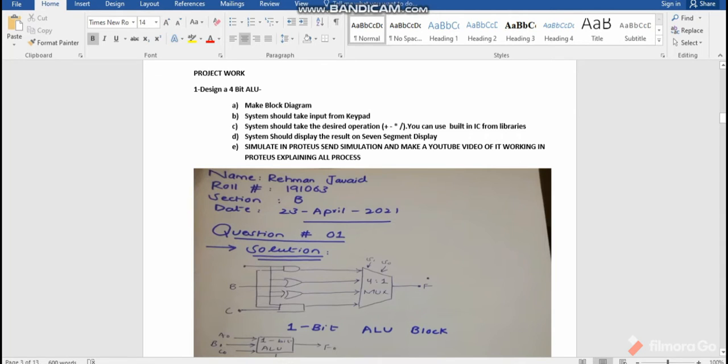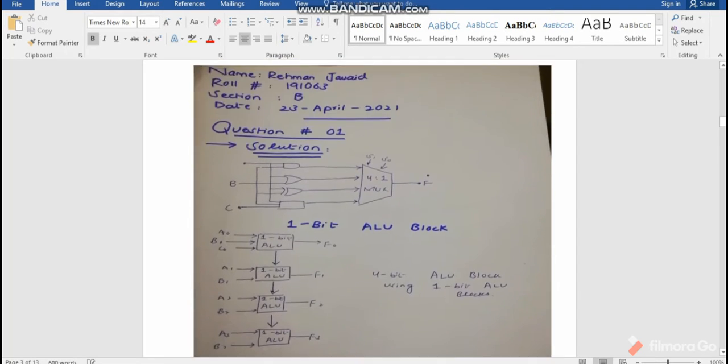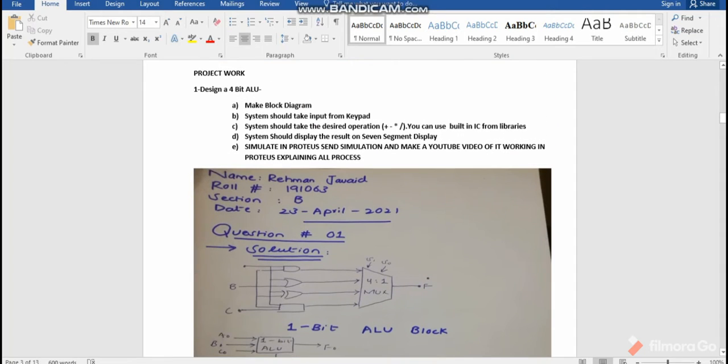These are the requirements. The system should take input from keyboard. The system should take desired operations: addition, subtraction, multiplication. You can use built-in ICs from libraries. The system should display the result on 7-segment display. So this is our solution.